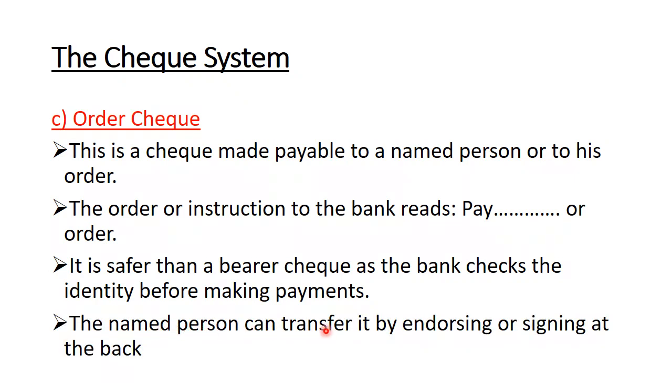So the named person can transfer it by endorsing or signing at the back. To transfer is where you want that check to be paid to someone else. So there's this check, your name is written there, but you want someone else to be paid. In that case, you endorse or sign at the back of the check to say that another person should be paid instead of you.